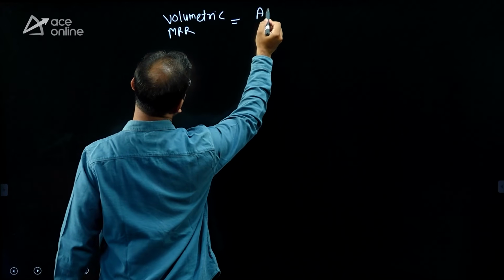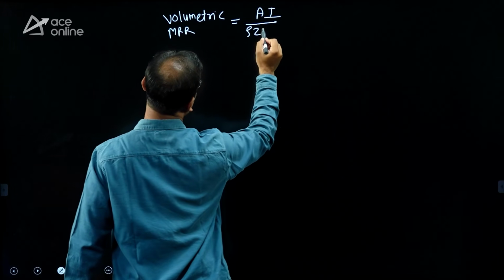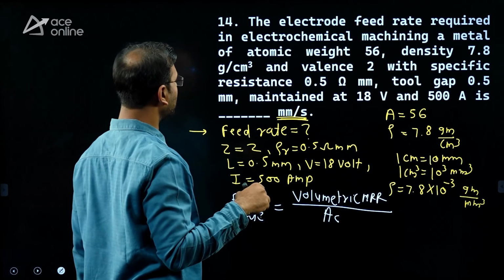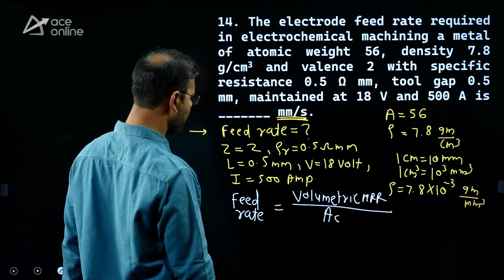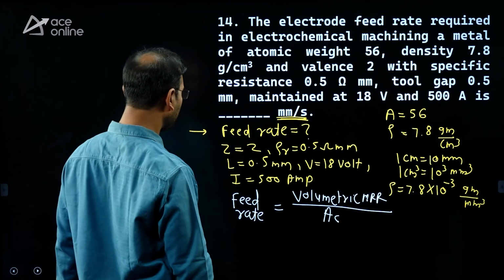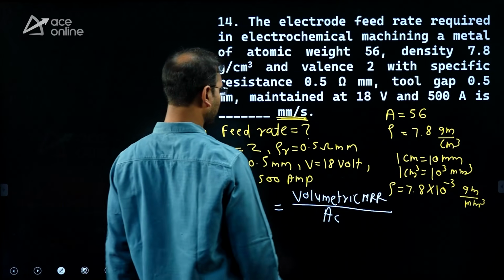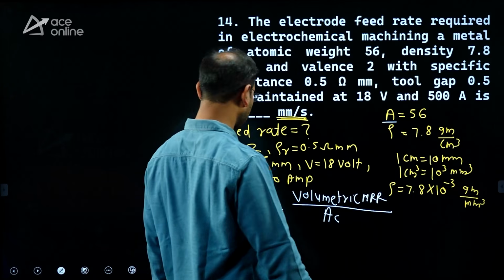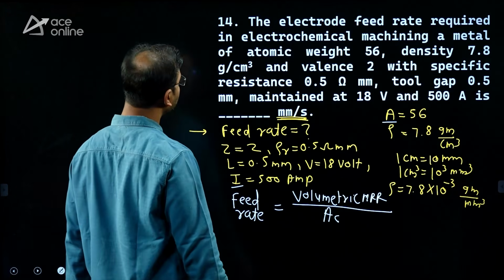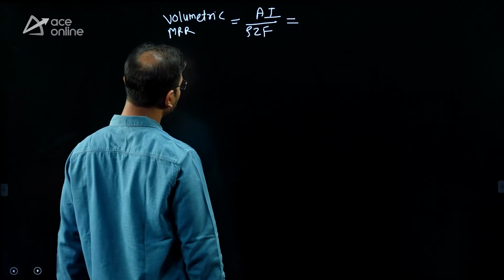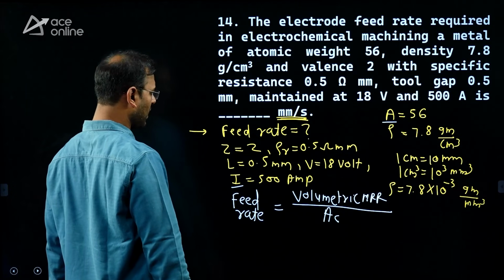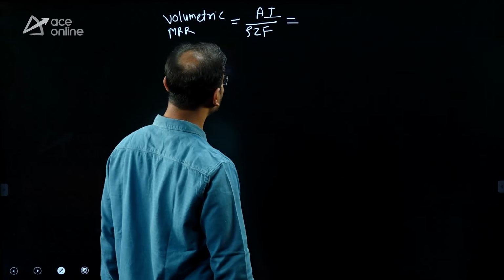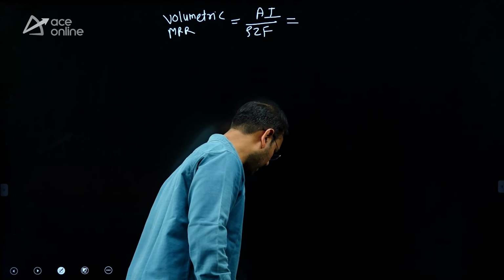AI by rho ZF. We have I, rho S, Z S, F S. All the points we know. Value of A, yes, 56. A we know, AI current we also know, AI by rho S we know, Z also we know, and F, that is Faraday's constant, we can always take as 96,500. Then all the values we have here.